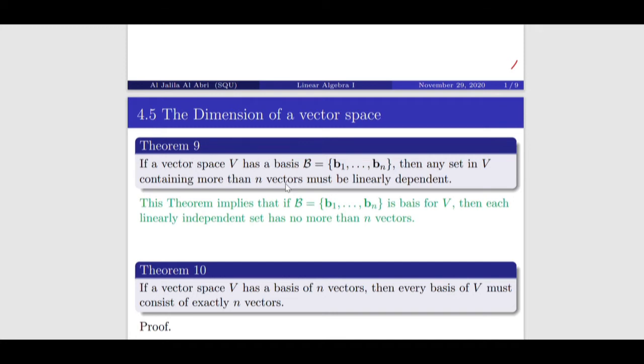Section 4.5 يتكلم عن the dimension of a vector space. عندنا يبدأ section theorem 9. If a vector space V has a basis B1 until Bn, then any set in V containing more than n vectors must be linearly dependent.